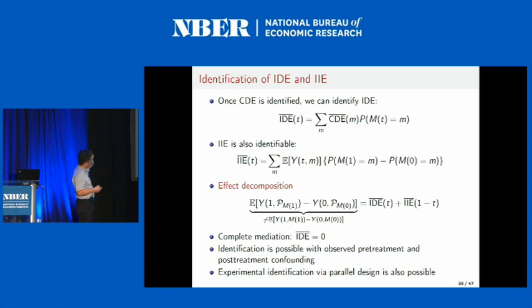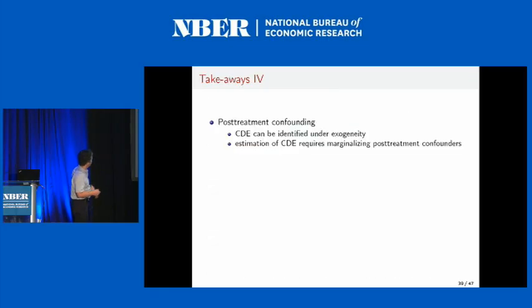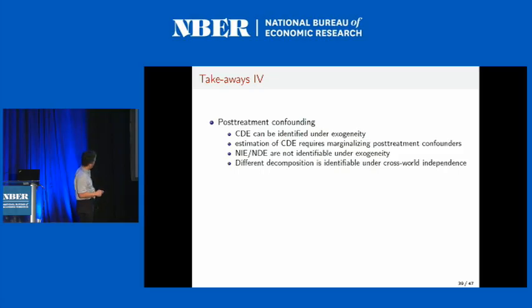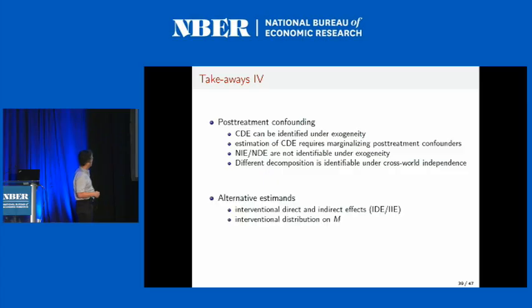So a lot of people started to look at this quantity. The takeaway for the final part is that I talked briefly about these post-treatment confounding issues. The controlled direct effect can be identified under standard exogeneity. Estimation requires marginalization of the post-treatment confounders. The natural indirect effect and natural direct effect, as they are, are not identifiable. But you can do different decompositions and focus on different aspects of this problem under cross-world independence. And I also briefly talked about these alternative estimands that some people started to look at, the interventional direct and indirect effects. This is basically thinking about an interventional distribution on the mediator.